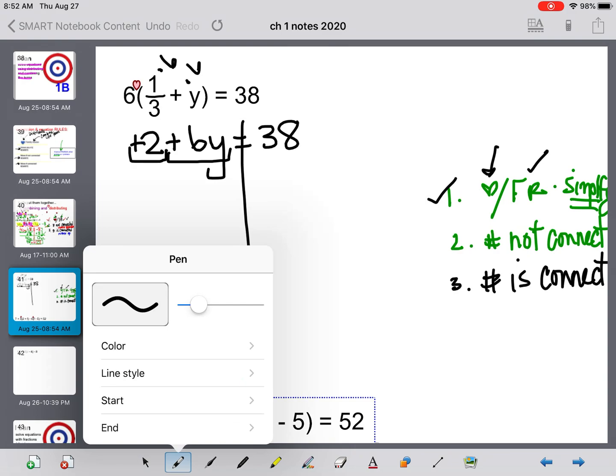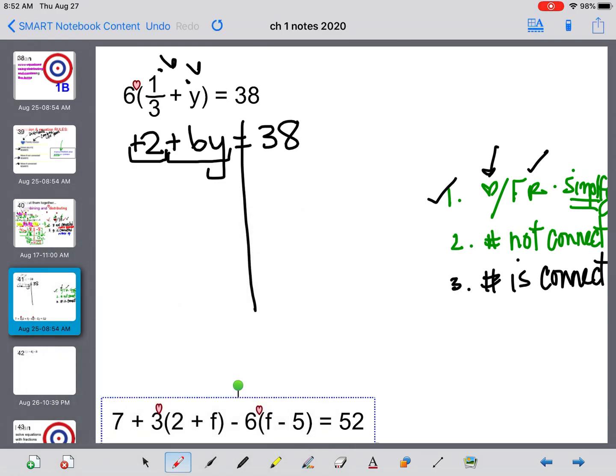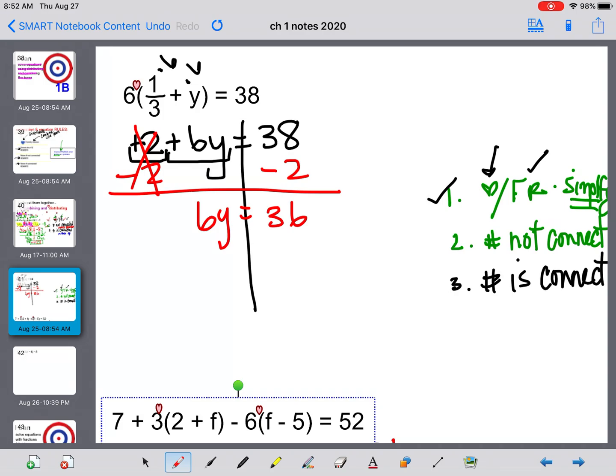And since this is a positive 2, I'm going to get rid of it. I'm going to change colors just so that you can see each step in a different color. I'm going to get rid of it by subtracting 2. In order to keep this equation equal, I also have to subtract 2 from the other side. This one's going to go to 0. I'm going to be left with 6y equals 36.